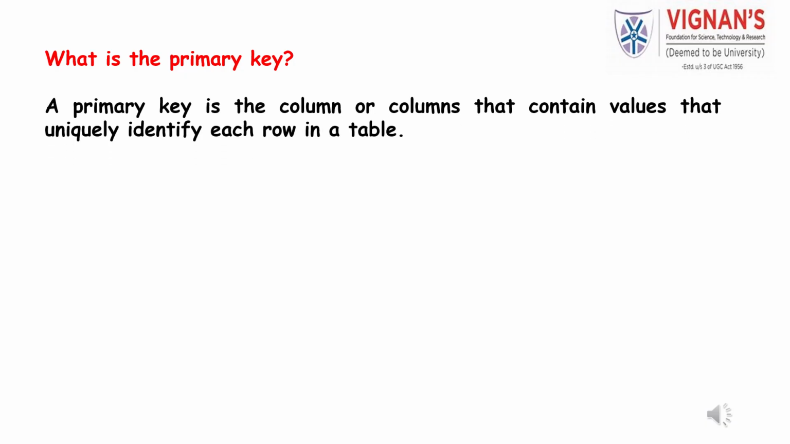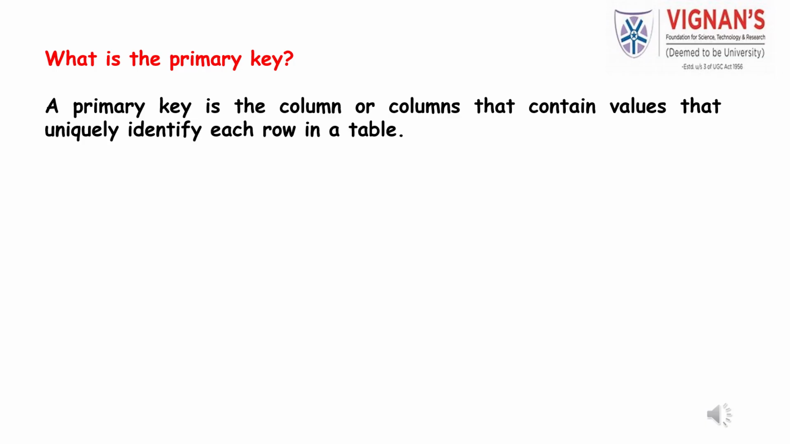A primary key is a column or a set of columns in a table that uniquely identifies each row or record. It means no two rows can have the same primary key value. The main purpose of a primary key is to avoid duplicate records and to ensure data accuracy in a database.